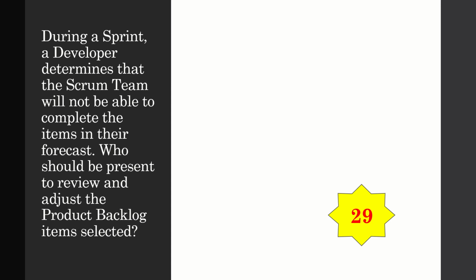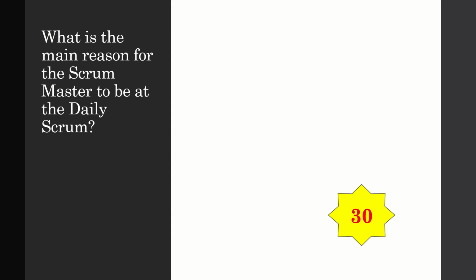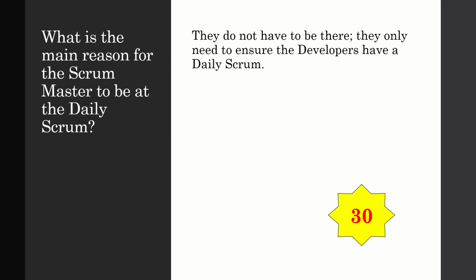During a sprint, a developer determines that the Scrum team will not be able to complete the items in their forecast. Who should be present to review and adjust the product backlog items selected? The product owner and the developers. What is the main reason for the Scrum Master to be at the daily Scrum? They do not have to be there. They only need to ensure that developers have a daily Scrum.